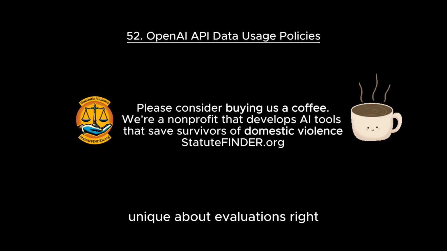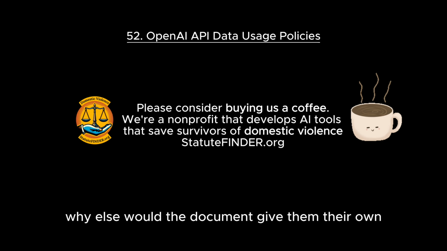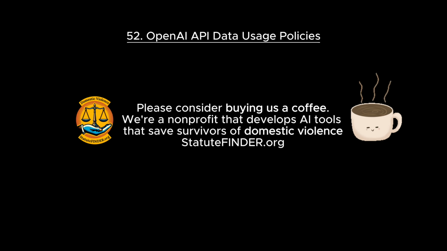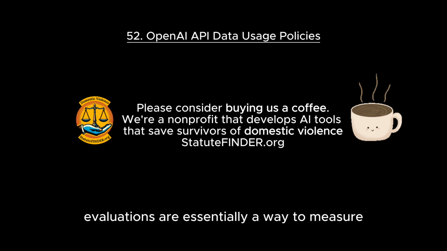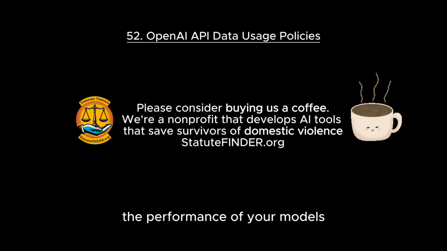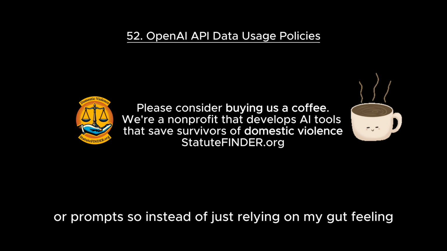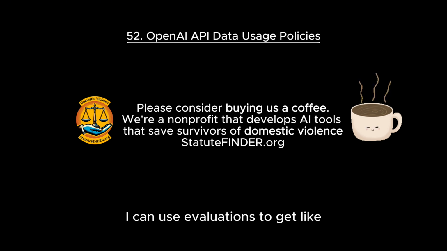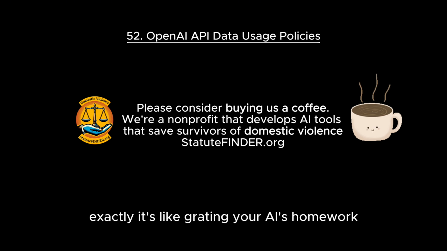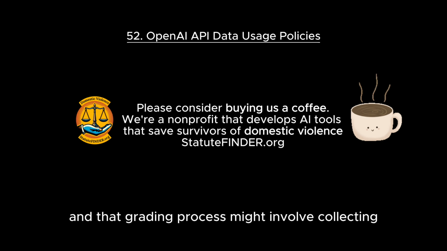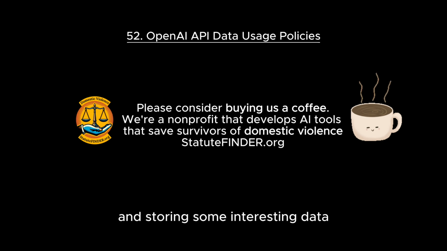But there's got to be something unique about evaluations, right? Why else would the document give them their own cryptic little note? That's a good question. I suspect it has to do with the nature of evaluations themselves. If you're not familiar, evaluations are essentially a way to measure the performance of your models or prompts. So instead of just relying on my gut feeling, I can use evaluations to get a more objective assessment of how well my AI is doing. Exactly. It's like grading your AI's homework, and that grading process might involve collecting and storing some interesting data.